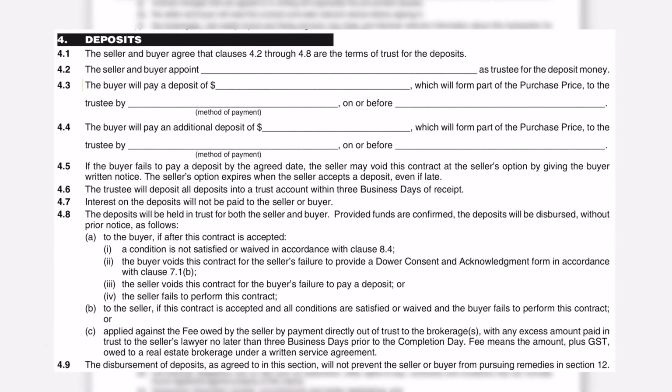4. Deposits. This identifies the amount of money the buyer will deposit at the time of making the offer. This amount will form part of the purchase price if the buyer completes the purchase. Or, this amount may go to the seller if the buyer fails to perform on the contract after waiving all conditions. Therefore, it is important to understand how the deposit section of your contract works and what conditions your contract is subject to.